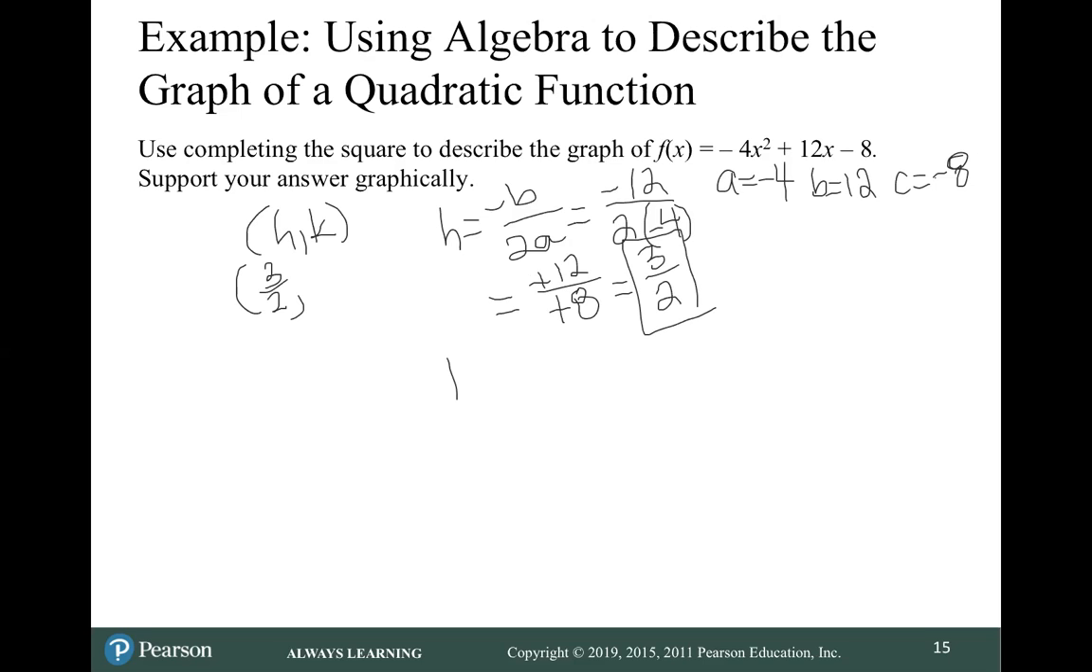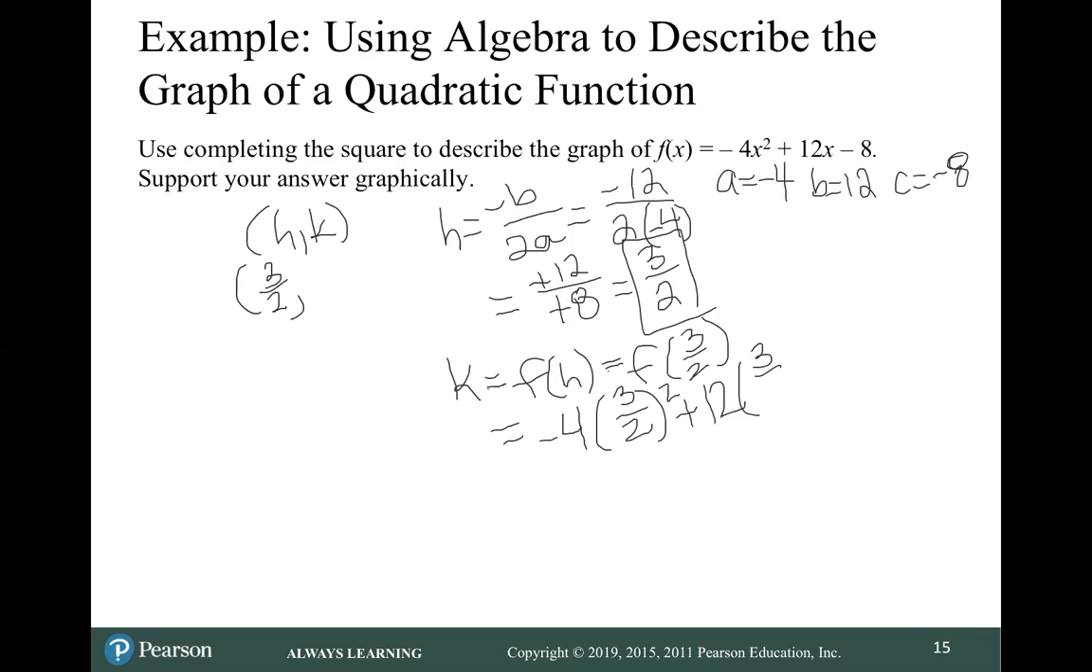To find k, I substitute f of h. So that's f of 3 halves. Let's go ahead and substitute it into the equation. And then remember, you have a calculator, so you don't have to do all the calculations by hand. Negative 4 times 3 halves squared plus 12 times 3 halves minus 8. I'm going to go ahead and do this by hand.